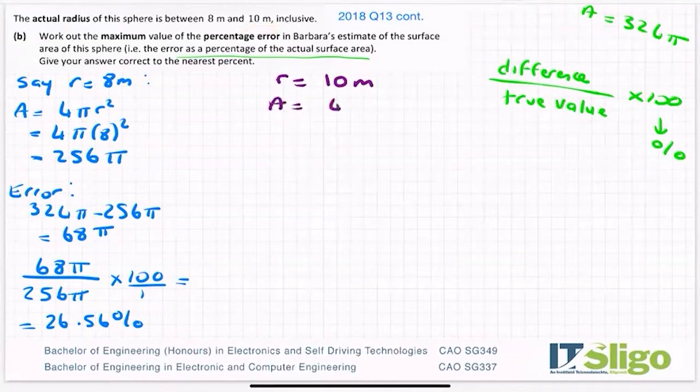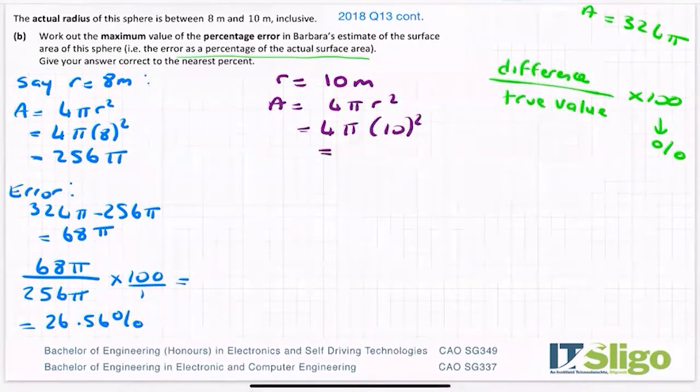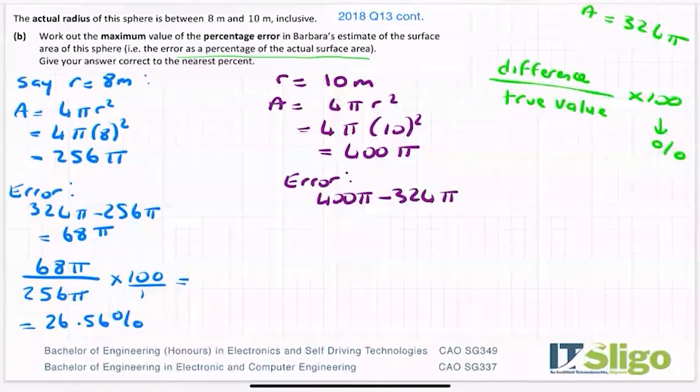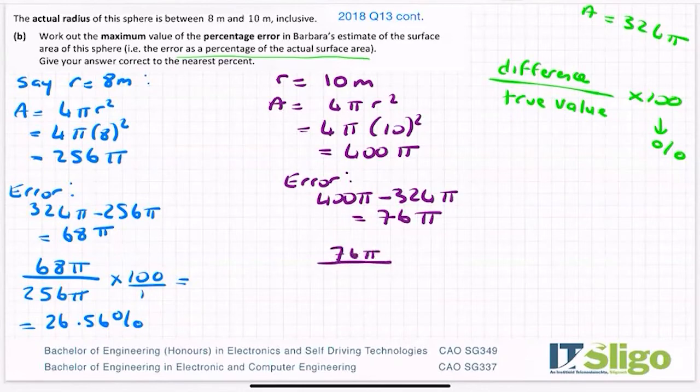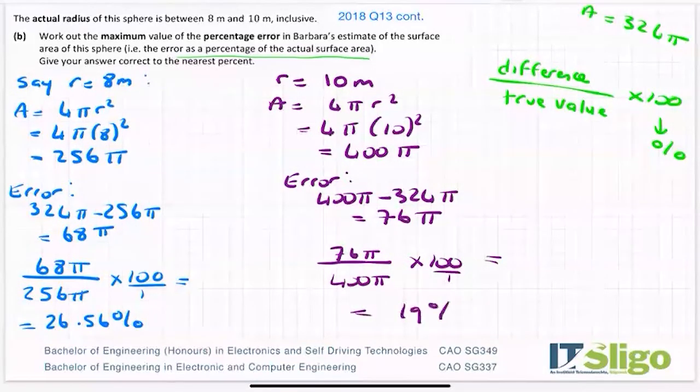So let's work out our curved surface area here. And that's 400 pi. Okay, so the error, if the true value is bigger, is 400 pi minus 324 pi, and it's 76 pi. So look at this, this is a bigger error. Okay, so I have 76 pi over the true value multiplied by 100 over 1. So let's try that one. 76 over 400 multiplied by 100, and I'm just getting 19%.